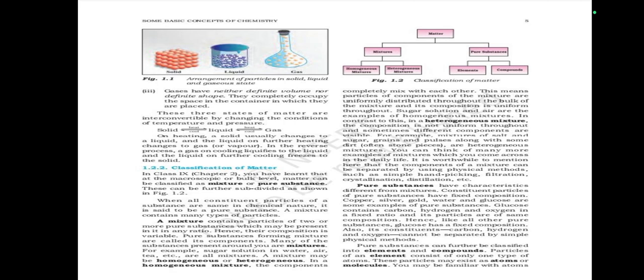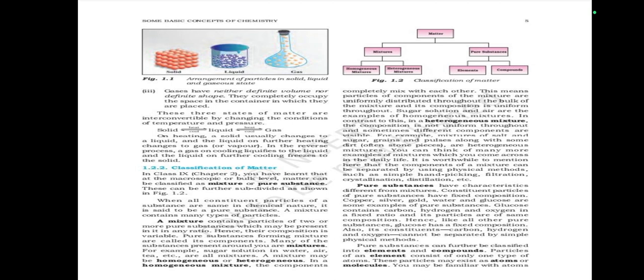When all constituent particles of a substance are the same in chemical nature, it is said to be a pure substance. A mixture contains many types of particles. A mixture contains particles of two or more pure substances, which may be present in any ratio. Hence, their composition is variable. Pure substances forming a mixture are called its components. Many of the substances present around you are mixtures. For example, sugar solution in water, air, tea, etc.